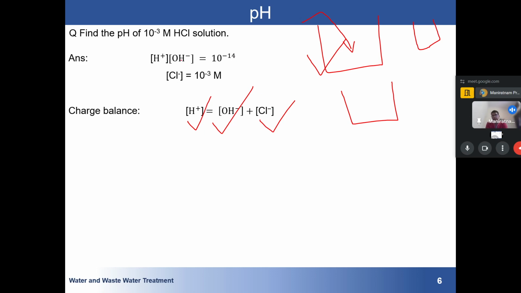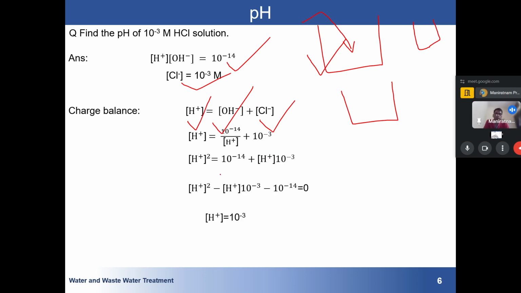We know that H plus and OH minus are related by 10 to the power minus 14, and Cl minus is equal to 10 to the power minus 3 molar, because HCl will give Cl minus completely. My final aim is to find the concentration of H plus. So H plus stays as it is, OH minus can be written as 10 to the power minus 14 divided by H plus, and Cl minus is 10 to the power minus 3. If you solve this quadratic equation, you will get 10 to the power minus 3 as the H plus concentration.